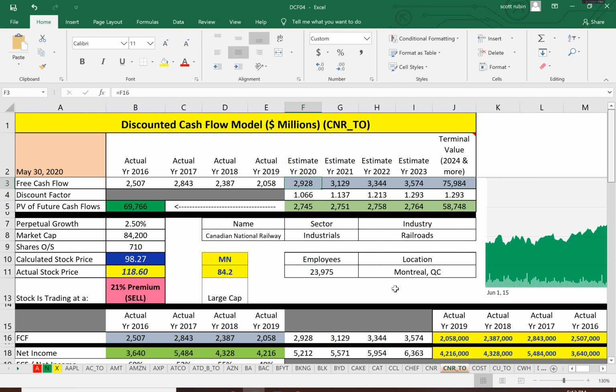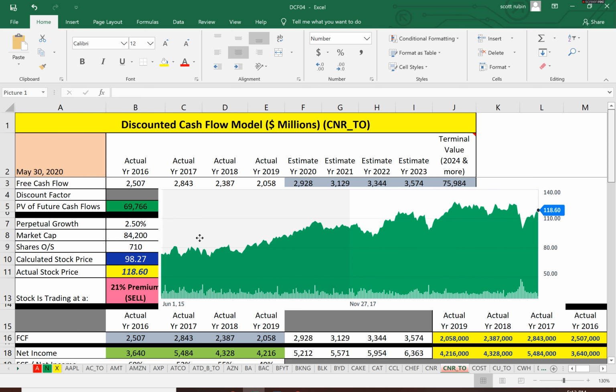So we calculated 4 years of future free cash flow, and then we did a terminal value, which is all the years beyond year 4, and then we discounted those numbers back to today's dollars. And the value of the company is $70 billion divided by 710 million shares. So we calculate a stock price of 98.27, and it's trading at 118. So this is considered a sell because it's trading at a 21% premium.